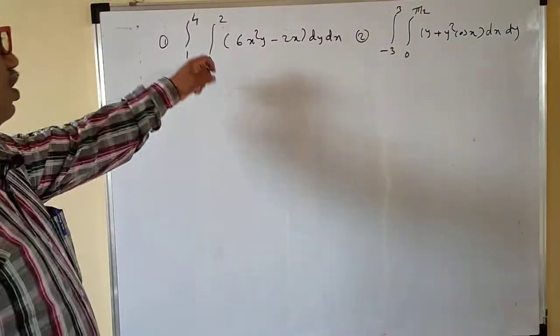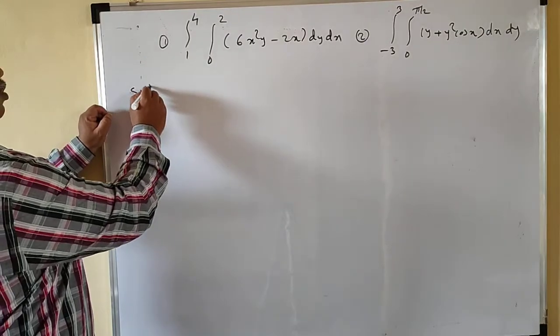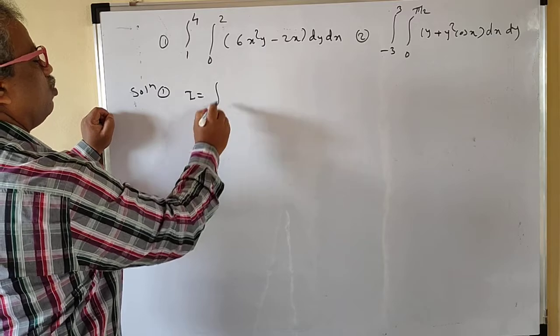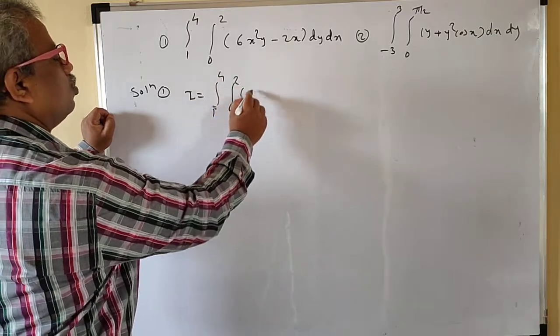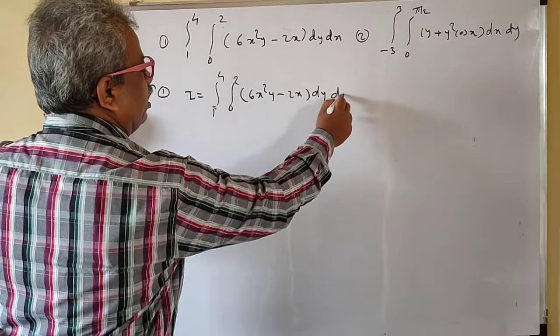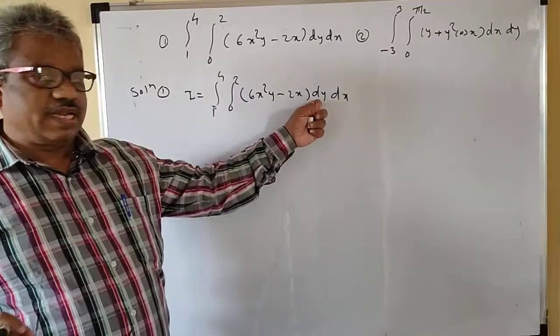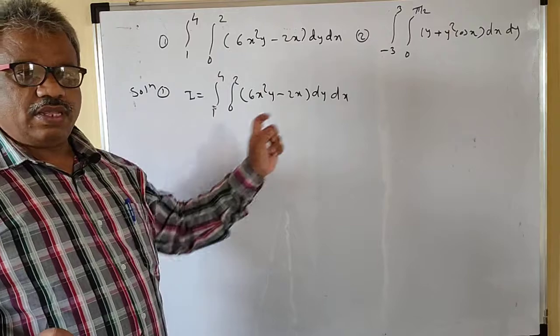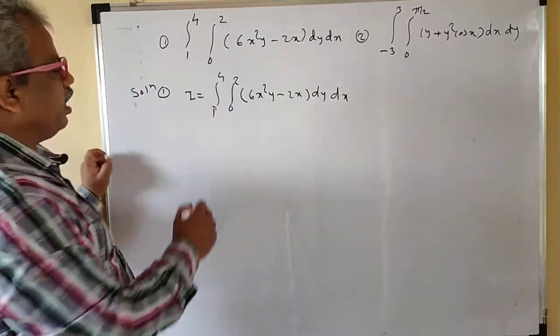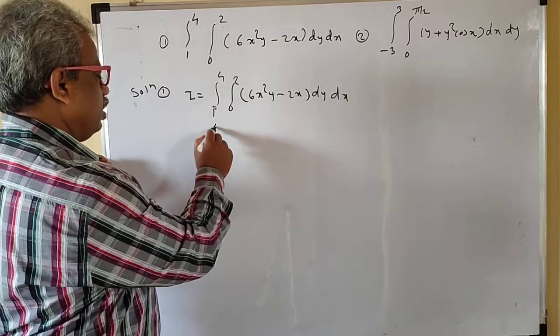Okay, so first we will solve this problem. Solution of 1. Let I equal the integral from 1 to 4, integral from 0 to 2, of 6x square y minus twice x, dy dx. First we have to integrate with respect to y, because the limits are given, and then we will integrate with respect to x. So 1 to 4 as it is.